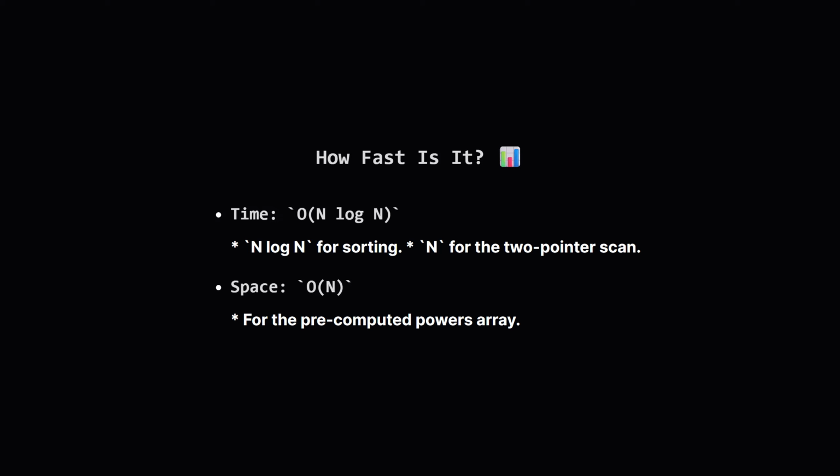So how fast is this approach? The sorting step takes big O of n log n time, where n is the number of items in our list. After that, our 2 pointers just move towards each other, which takes big O of n time. So the total time is dominated by the sorting. For memory, we used that extra powers list, which takes big O of n space. That's a huge improvement over the exponential time of the brute force method.